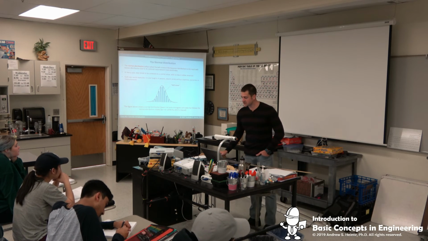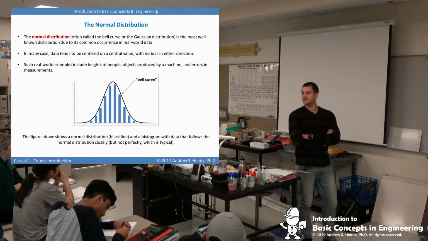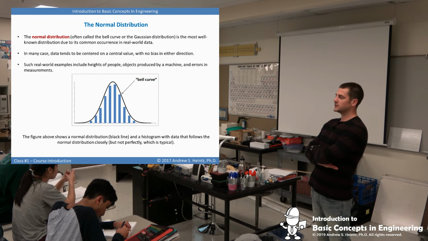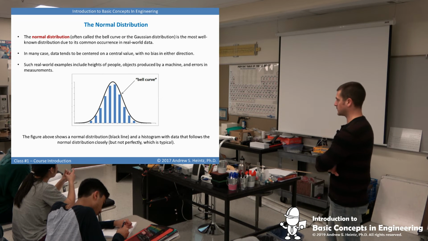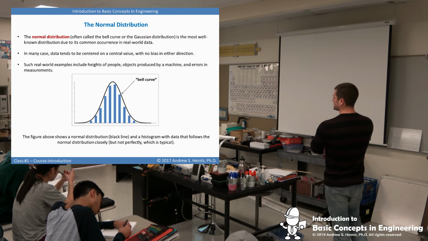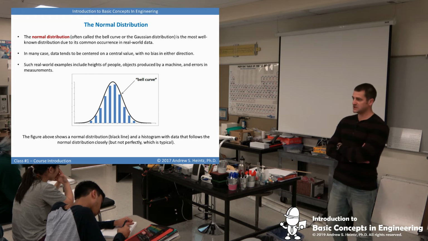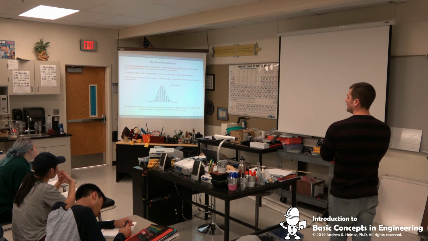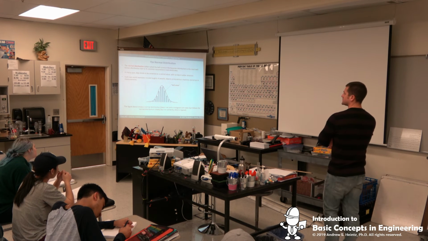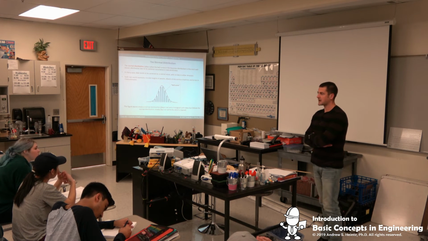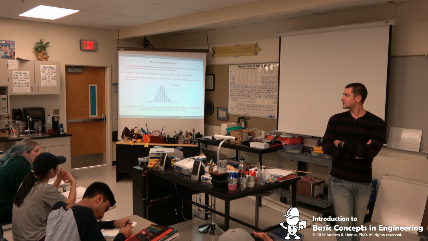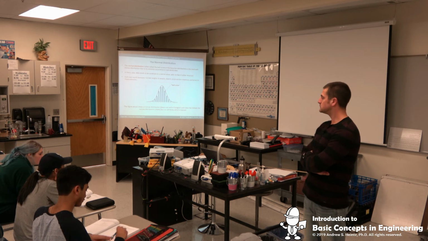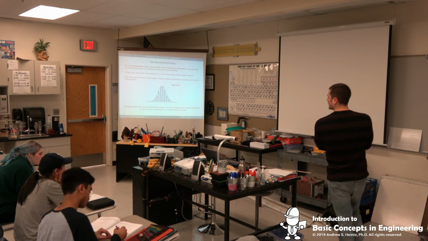All right, and then we keep using that term, the bell curve. The normal distribution is what we call that in statistics. It is the most well-known distribution. You guys have probably all seen this many times before, right? Real-world examples include heights, objects produced by a machine, that's a key one, and even errors in measurement. So the figure above shows a normal distribution, which is the black line, a mathematical normal distribution plotted, versus a histogram which roughly follows the normal distribution. And they pretty much fit.